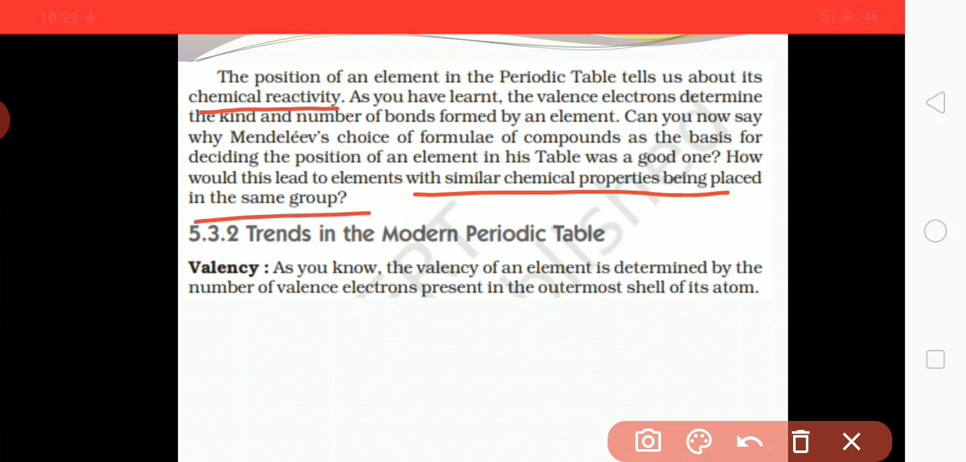So Mendeleev made groups as well as periods, and depending on that, the elements are arranged.